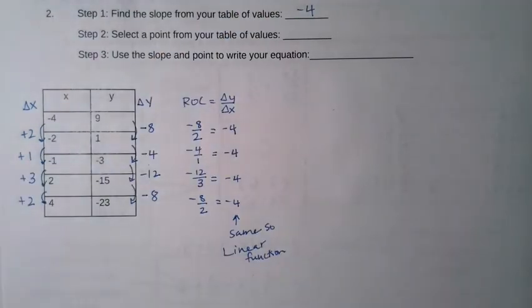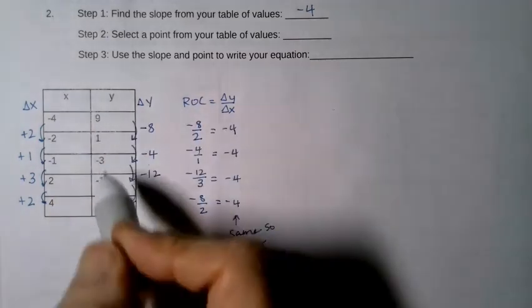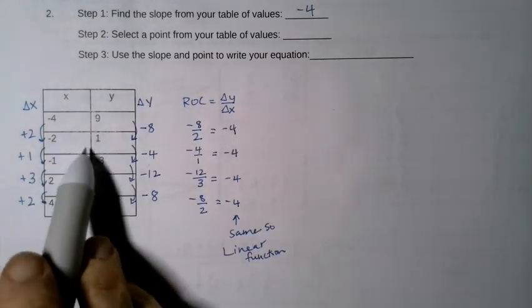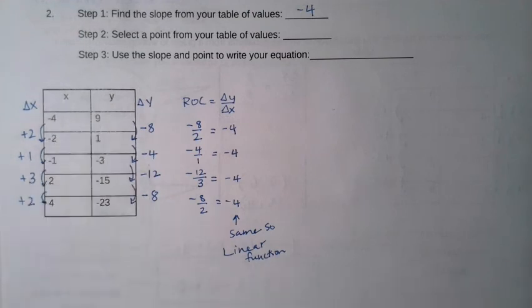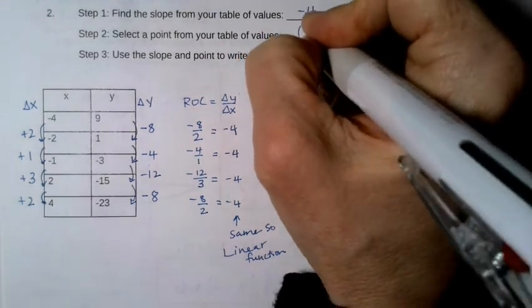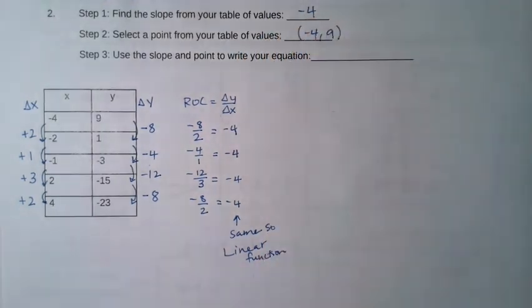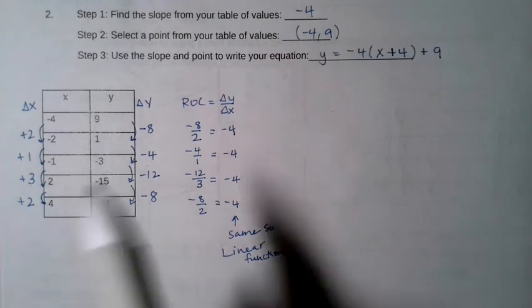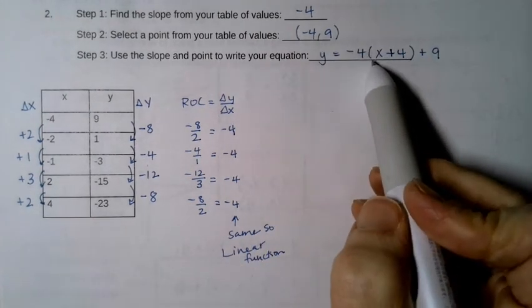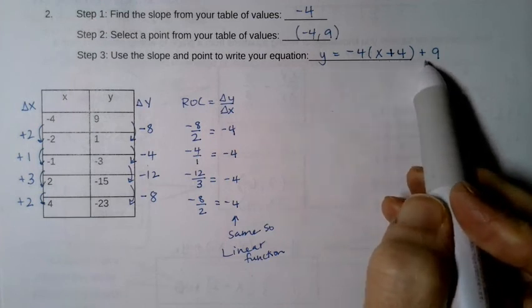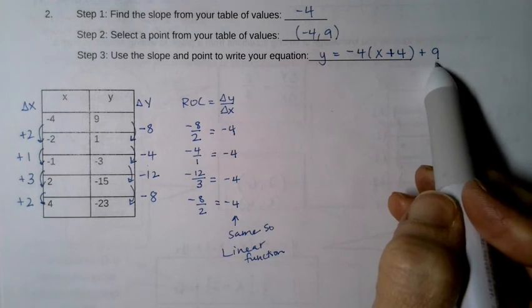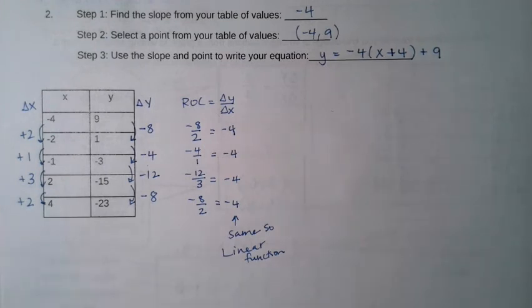Now we're going to pick a point from our table, and we can pick any of those. Some students might want to pick -2, 1 because they're nice small numbers. Some students will always just pick the top one. It doesn't really matter. I'll just go with that top one of -4, 9, and write that in your equation. So I would have here y equals -4 times the quantity x minus -4, which is the same as adding 4, and then plus 9 for that point right there.